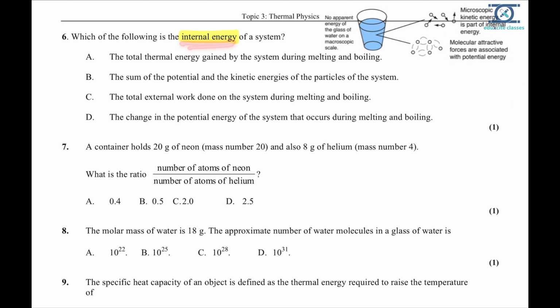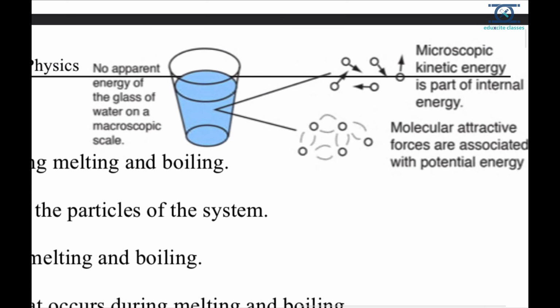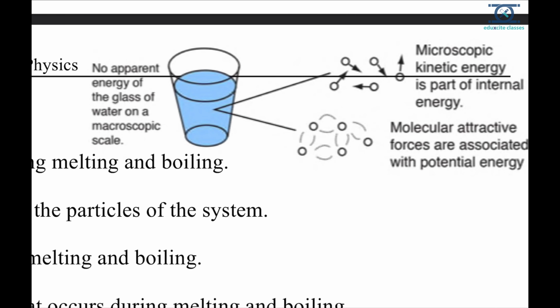Internal energy is the sum of your potential as well as your kinetic energy. Now what do we mean by potential and kinetic? Please pay attention. Let us say this is a glass filled with water. There is no apparent energy of the glass of water on a macroscopic level, but at the microscopic level there are particles, and each particle of the water molecules has some random motion.